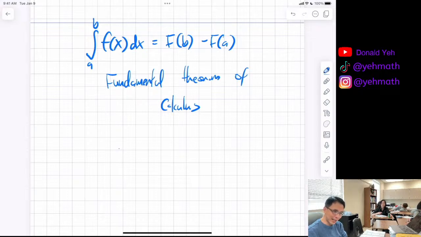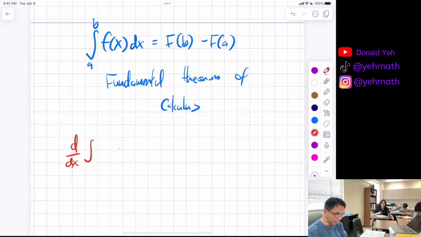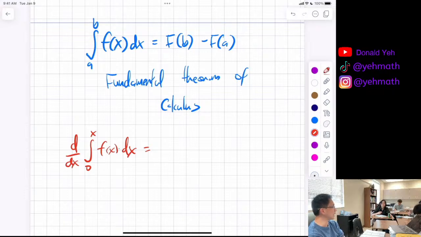The second one is taking the derivative. That's taking the derivative d/dx of something. Well, what is that something? The integral from 0 to x of f of x dx. Now this is called the fundamental theorem of calculus 2. What do you think it is? Is it f of x? Exactly. It's just f of x. There's no plus c.